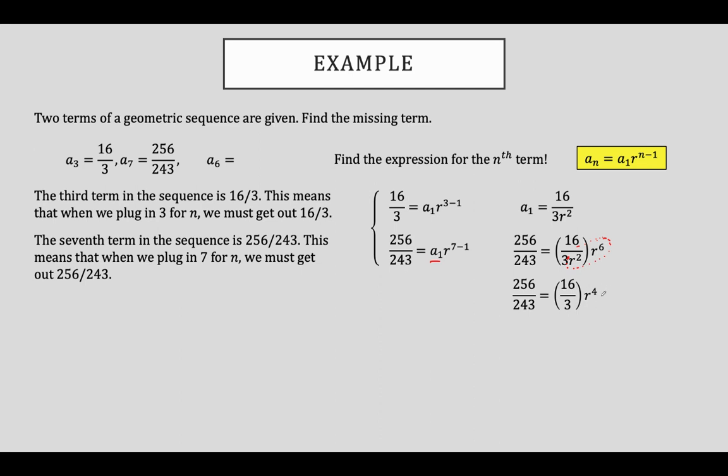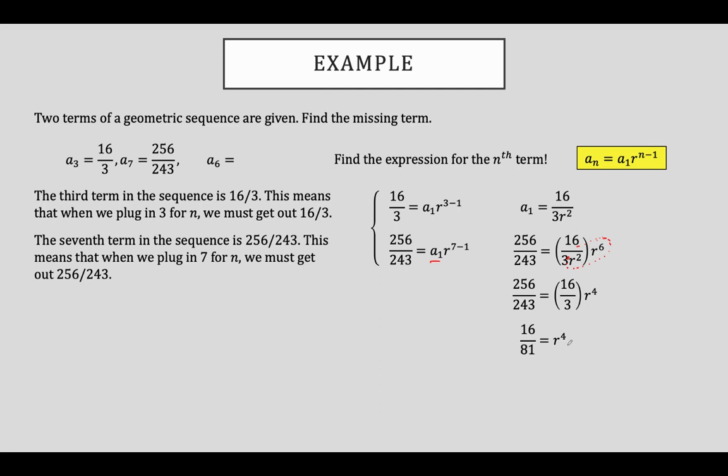Again, we need to isolate r. To get r on its own, we need to divide by 16 thirds. That's the same thing as multiplying by 3 over 16. That gives us 16 over 81 is equal to r to the fourth power. Make sure you are comfortable dealing with these fractions in your calculator. Plug this division or multiplication, however you do it, into your calculator. And don't forget, use that math frac option to give you the simplified form of the fraction. So we have 16 over 81 is equal to r to the fourth power.